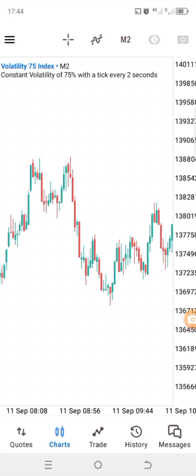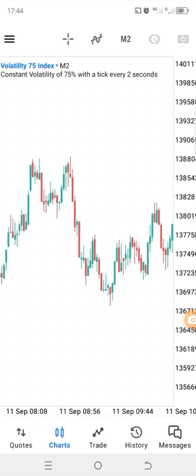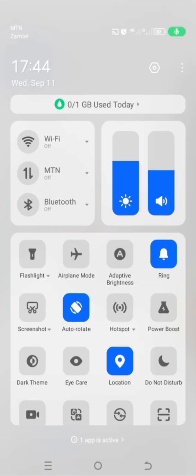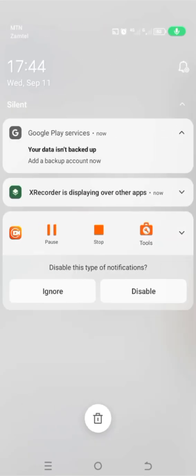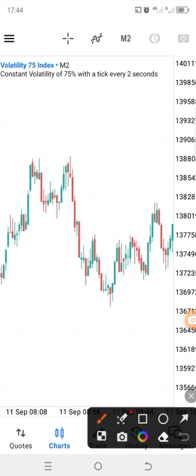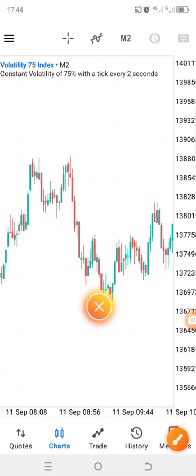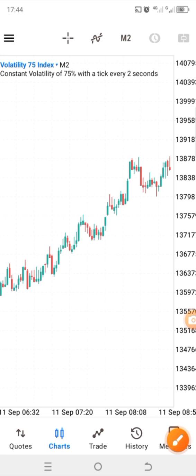Today, I'm going to show you how to trade a profitable chart pattern that comes almost on every pair that you can think of trading. This pattern is called double top. So now I have identified a double top on Volatility 75.